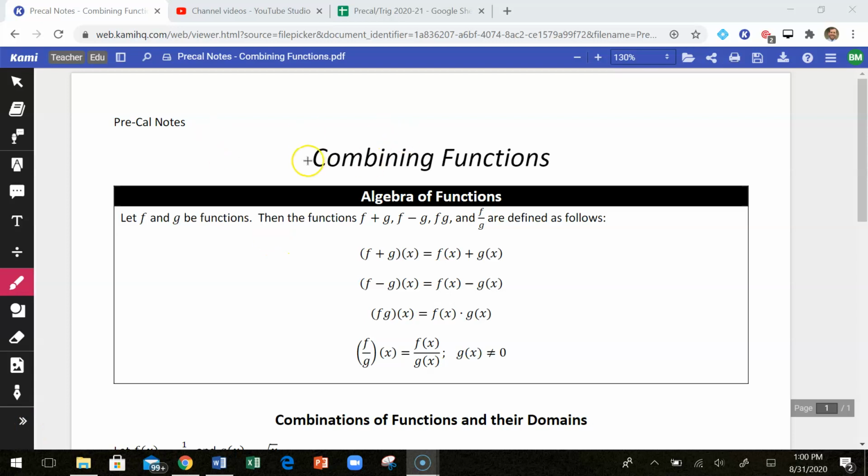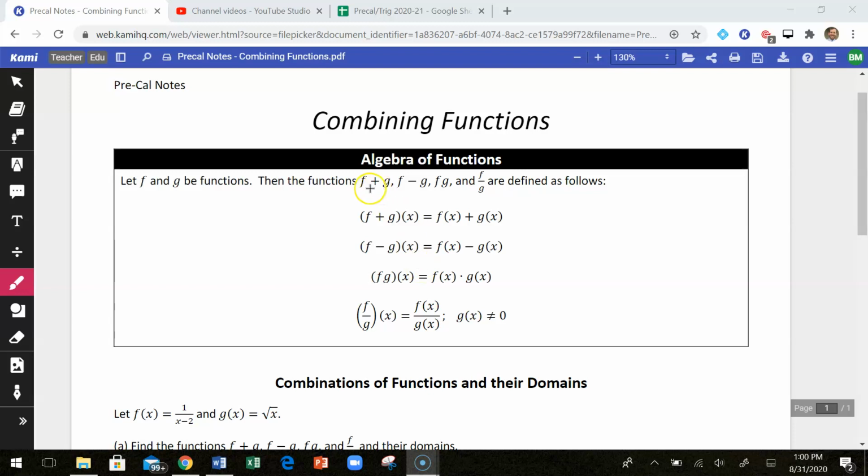Okay, how do we combine functions? So in this video, we're going to look at adding, subtracting, multiplying, and dividing two functions, f and g. And what this table says is basically just what you would think. If you're doing f plus g of x, you simply take the function f of x and add the function g of x. And that follows for every operation down to division.